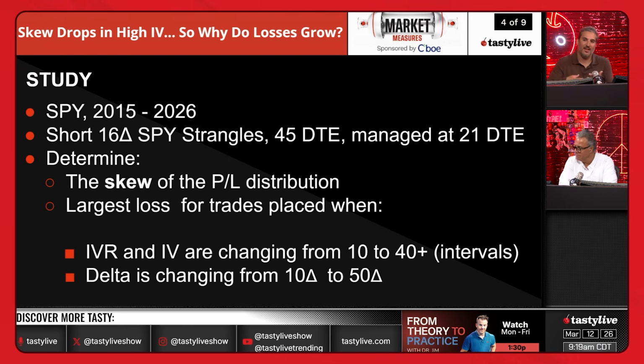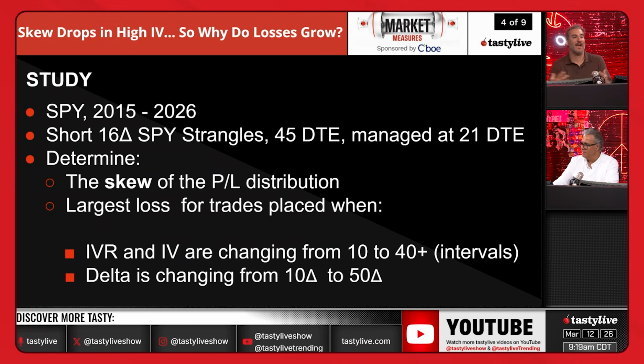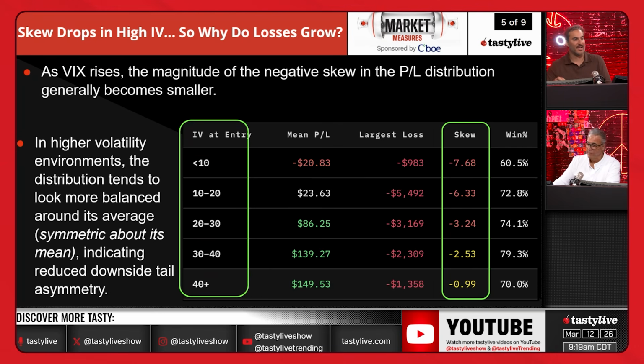So this will be a look at the P&L specifically and how that skews during volatility, because it's counterintuitive. When volatility is super high, people think there's a lot of risk, and there is. It is priced in, of course. But generally speaking, that risk is way more inflated than what actually happens, even if something bad happens. It's usually inflated. Directionally bad is what you're talking about. Yes. So as the VIX rises, the magnitude of negative skew in the P&L distribution generally becomes smaller.